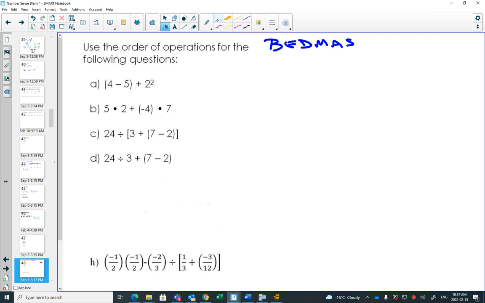Okay, 24. We have brackets. Divide by 3, so this goes plus 5. What's the difference in this one? We do the 24 divided by 3 first. 24 divided by 3 is? An 8 plus 5.